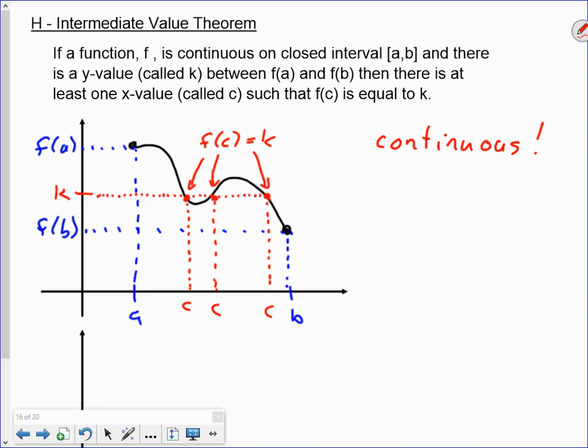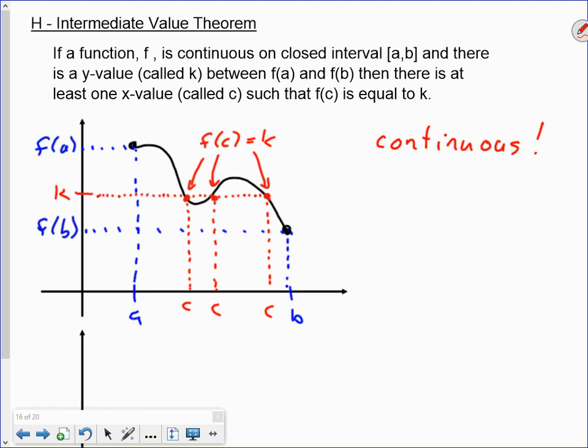The reason that there has to be that x value in between those two x values of a and b is because the function is continuous. The fact that the function is continuous basically means that as you're moving, let's say, from a to b, you can't just jump over any values in the middle. You have to hit all of the x values and all of the y values in between. So if there's a y value between our two y values, we have to hit a corresponding x value that is between our two x values.